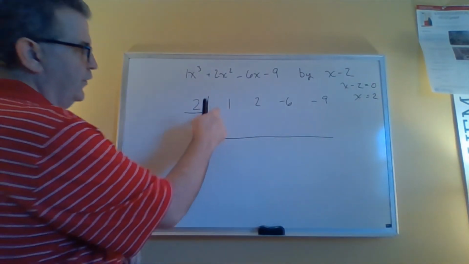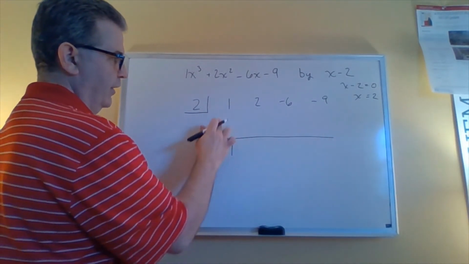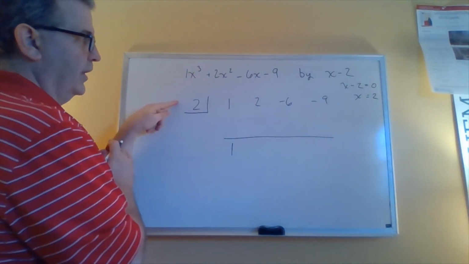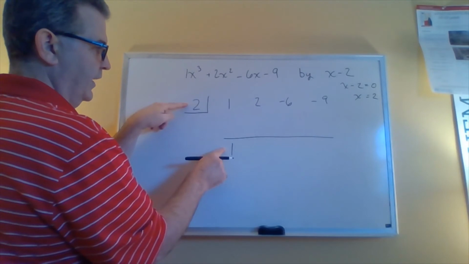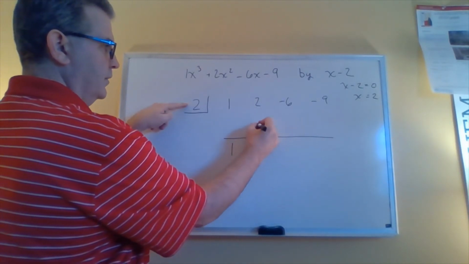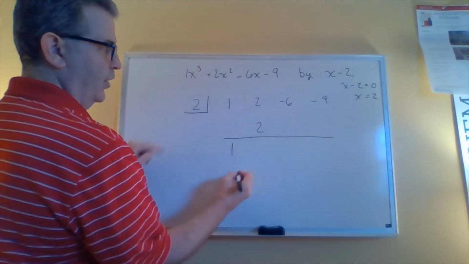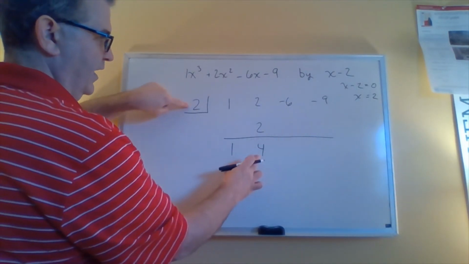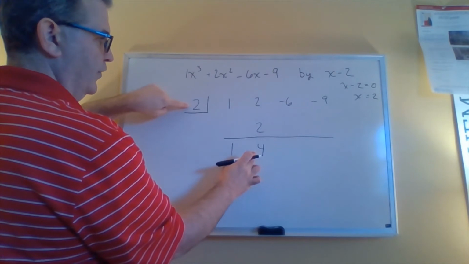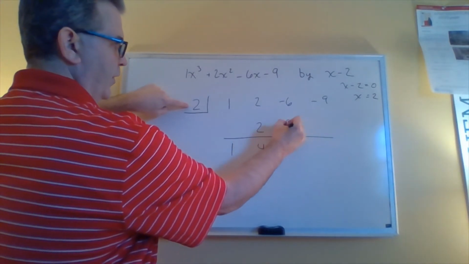This first number we just carry down, so we'll carry our 1 down here. Now remember again, it's just multiplication and addition from this point. We do 2 times 1, that's 2. We write that above the bar. Add that column: 2 plus 2 is 4. Now we multiply what's inside the box times what's under the bar. So 2 times 4 is 8. We write 8 above the bar.